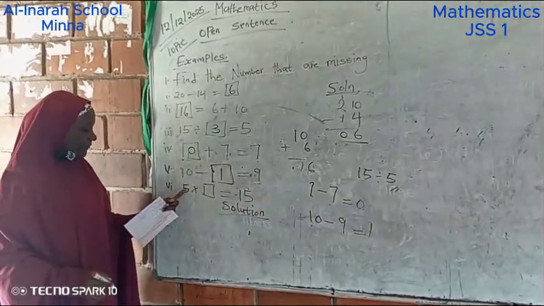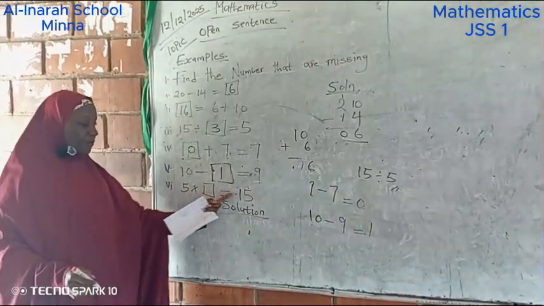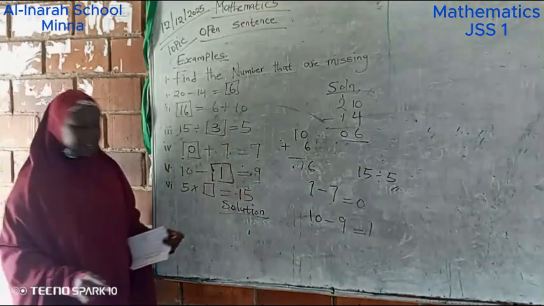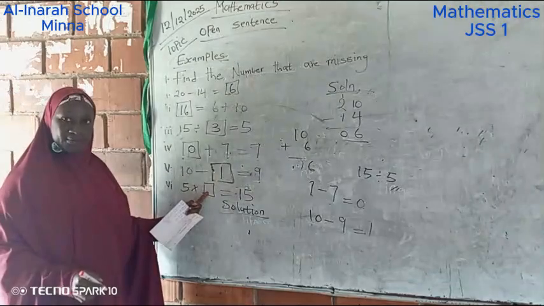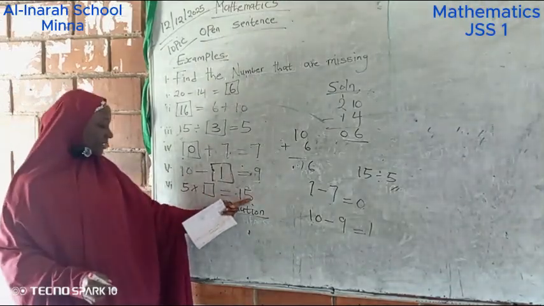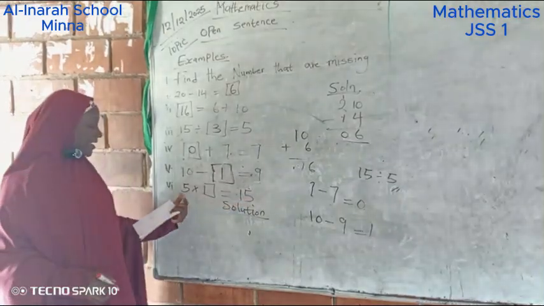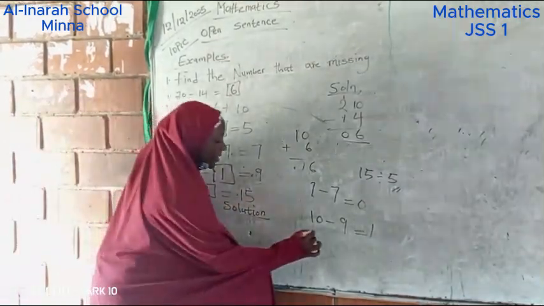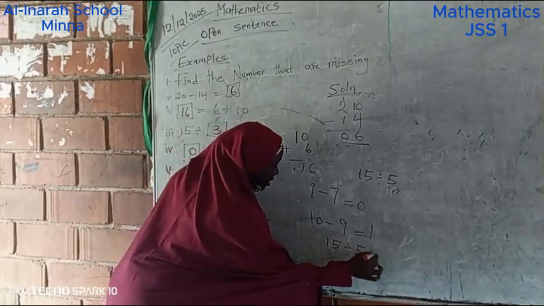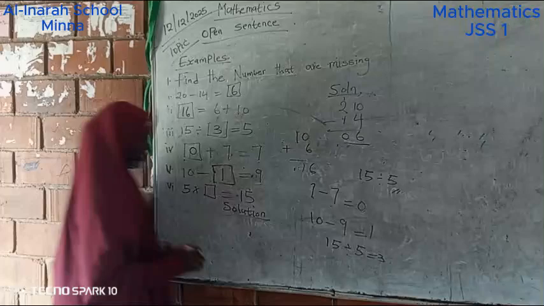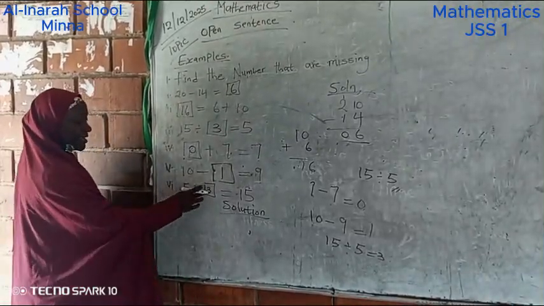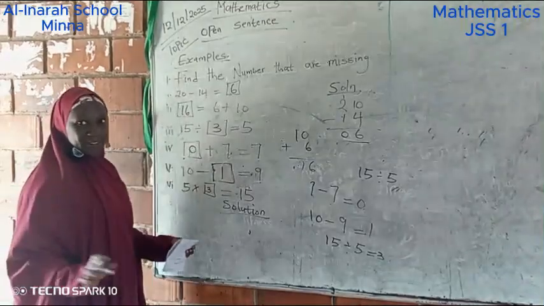Here, we have 5 multiplied by a missing number, which will be giving us 15. For us to get our missing number here, we are going to divide the biggest number given by 5. We have 15 divided by 5, which will be giving us 3. That shows that our answer here is 3. 5 times 3 will be giving us 15.